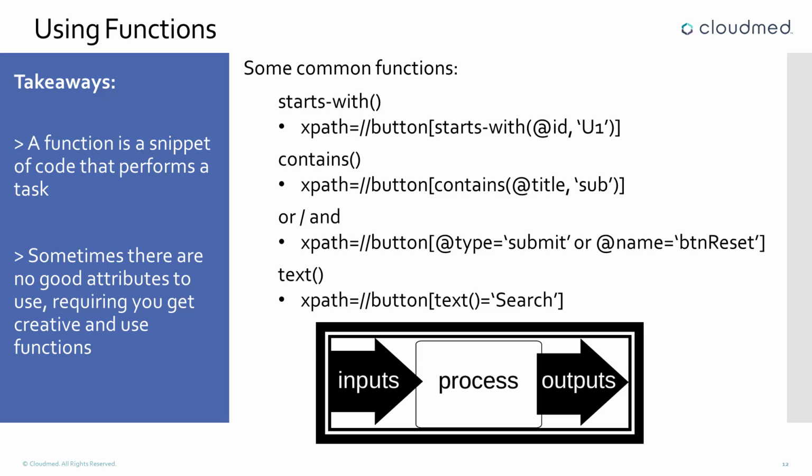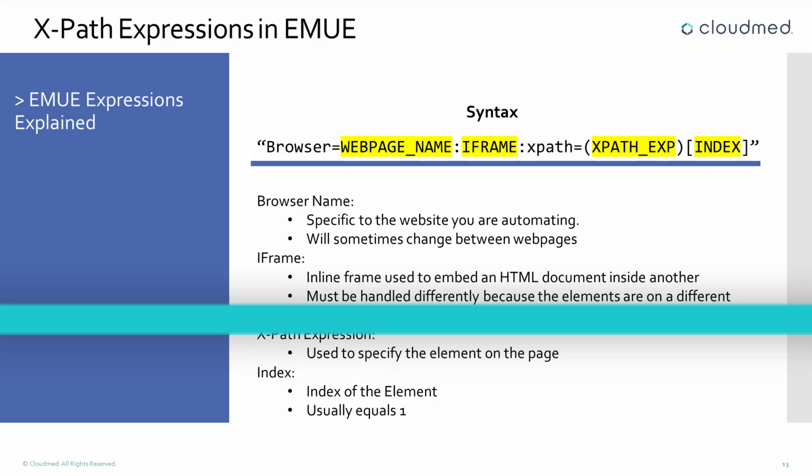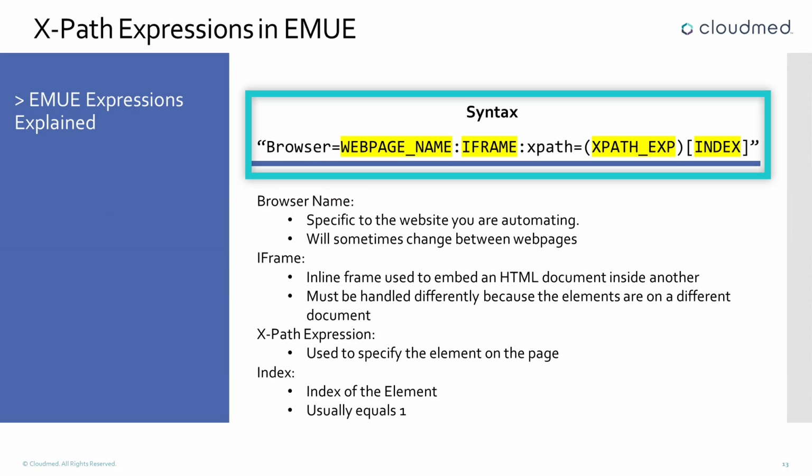For XPath expressions in EMU, you're probably familiar with this string here. This is a general format of an identifier string. So whenever you see this browser equals and then whatever web page you're on, this is the web page name. This is telling EMU which .html document to look at.